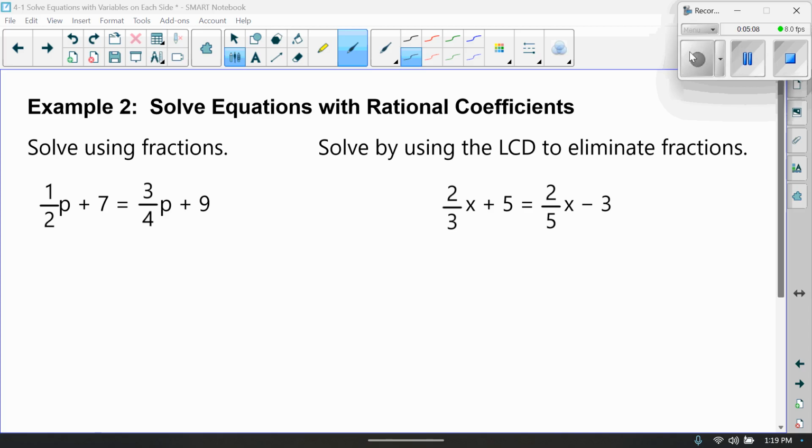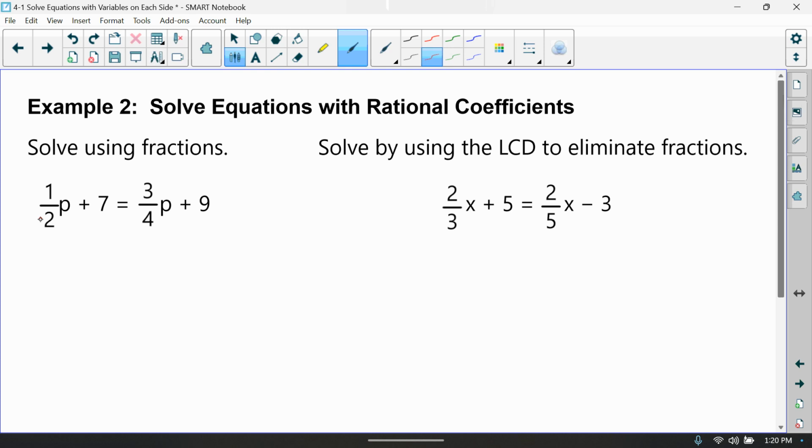So now when you are adding or subtracting fractions, what do you need? You need common denominators. So for this first example, what's the common denominator with 2 and 4? 4, right? So let's do that first. So we are going to multiply times 2 here, times 2 there, okay? Make sure you're writing this down. So we end up with 2/4 p plus 7 is equal to 3/4 p plus 9.